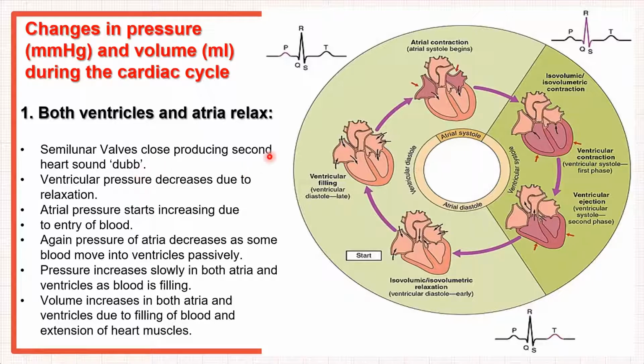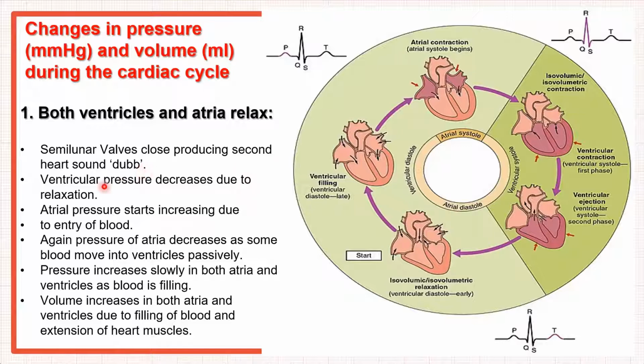So this is actually what causes the second heart sound, dub. Okay, the first heart sound is lub. So these semilunar valves close and they produce the heart sound. Remember, I said we have two heart sounds. We refer to them as S1 and S2. So this is S2, which is known as dub.